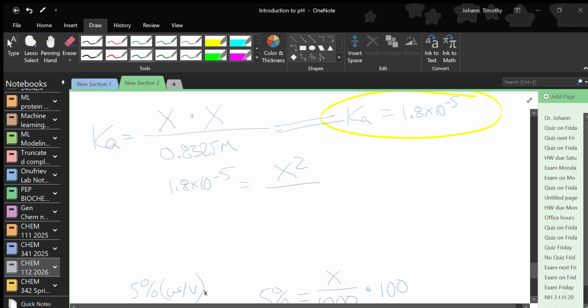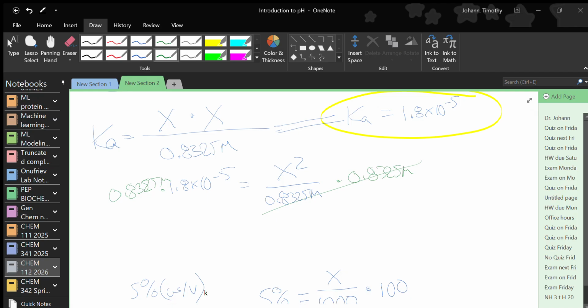over 0.8325 molar. I can multiply both sides times that, 0.8325 molar. Okay, remember when we're dealing with these equilibrium constants, we're going to have a unit problem here in that I'm going to take the square root and I've only got a molar. These things are dimensionless, so just don't worry about the units here. Okay, we're not going to be able to fix that easily.